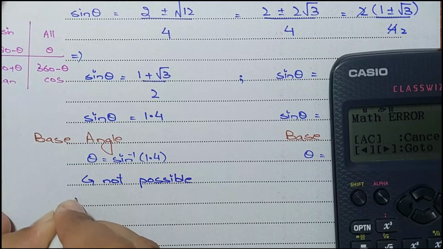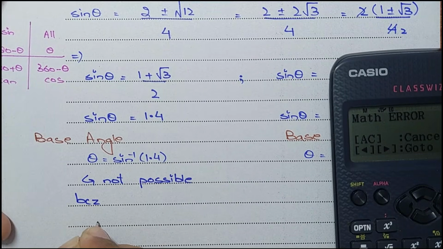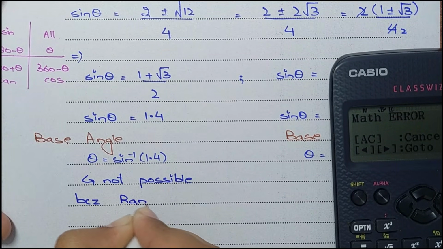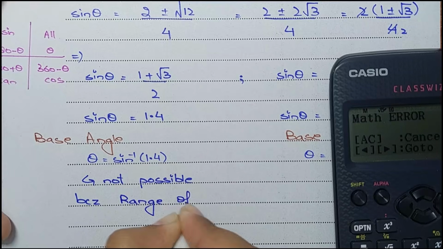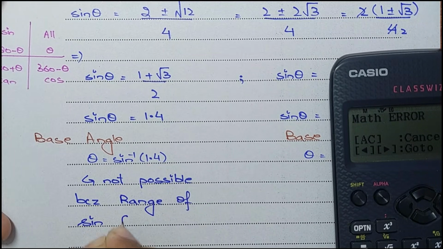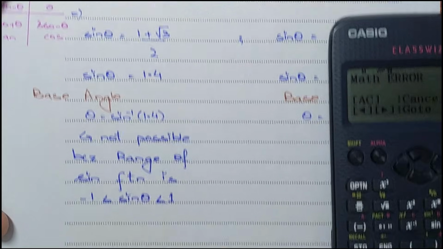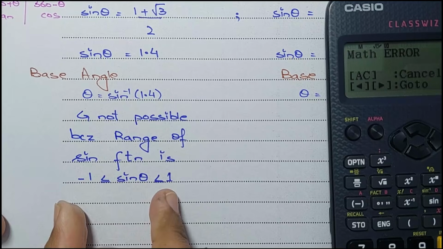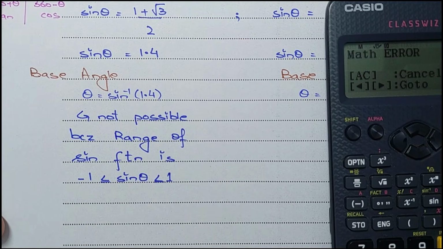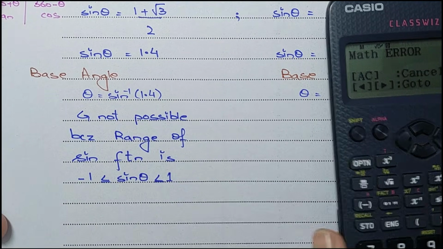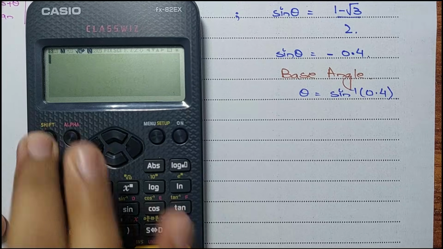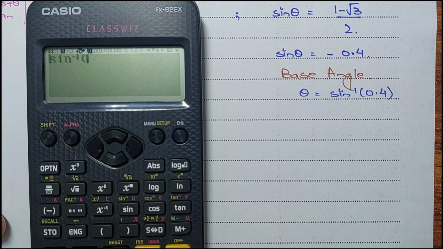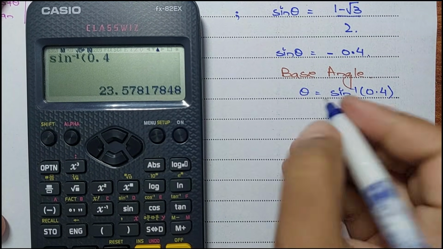Not possible because the range of the sine function is -1 to +1. So the range of sine is between -1 and +1. This is greater than 1, right? It's not possible. Okay, now on the other side, sine inverse 0.4.